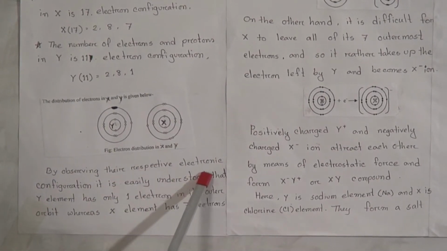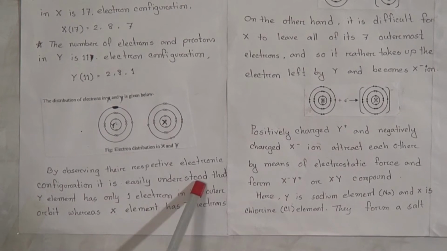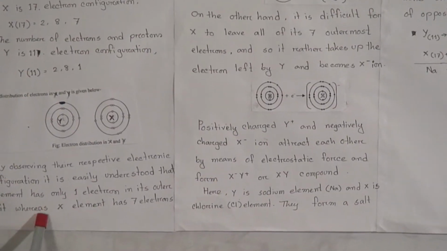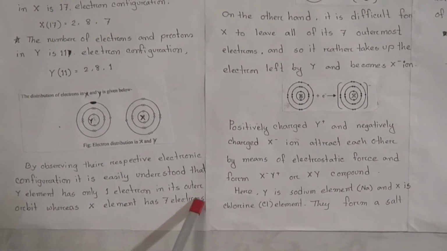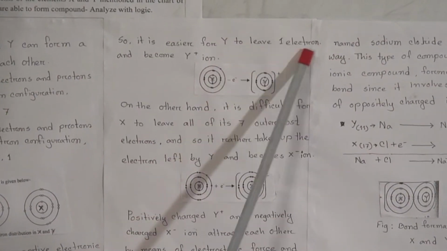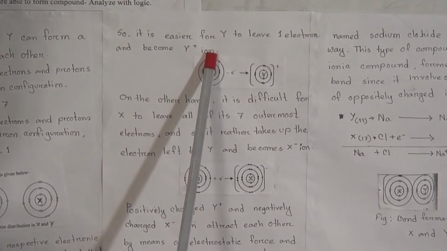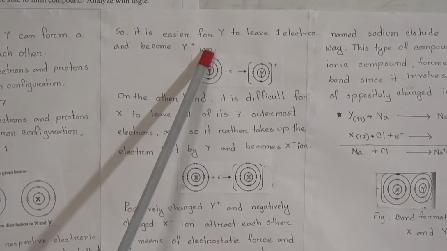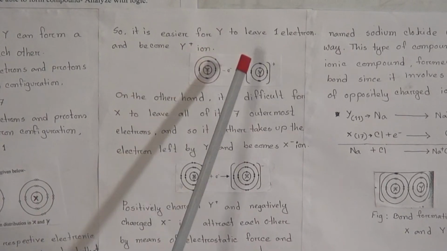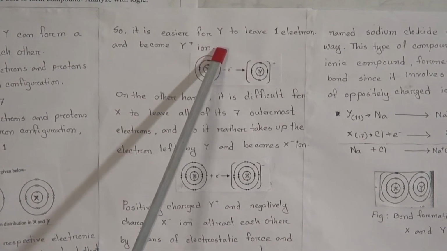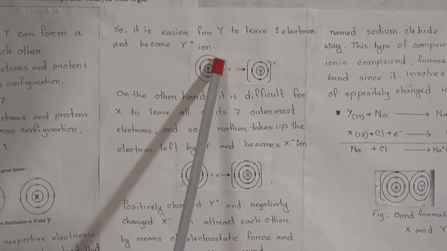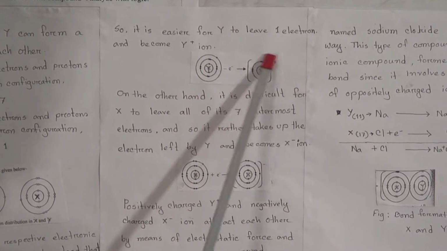By observing their respective electronic configurations, it is easily understood that the Y element has only 1 electron in its outer orbit, whereas the X element has 7 electrons. So it is easier for Y to leave 1 electron and become a Y plus ion. This is a positive ion and we know it is a cation. Dear students, you have to write this word. That means Y becomes a cation or Y plus ion. That positive ion is called a cation. At that time you have to give the picture. That means Y leaves 1 electron and Y becomes a cation.